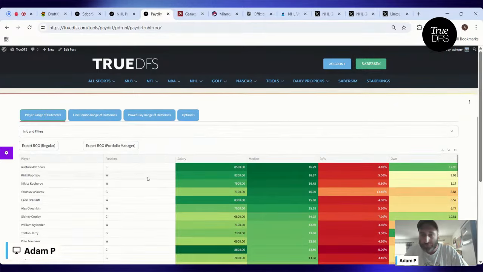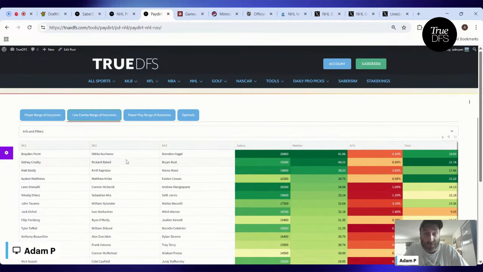All right. So let's get line combo range of outcomes. Yeah. You can't go wrong with Tampa, right? They kind of play pond hockey. They score a ton. They get scored on. Point, Kucherov and Hagel. I mean, they're pretty damn good. Ownership's not bad on them. It comes in lower than Pittsburgh.